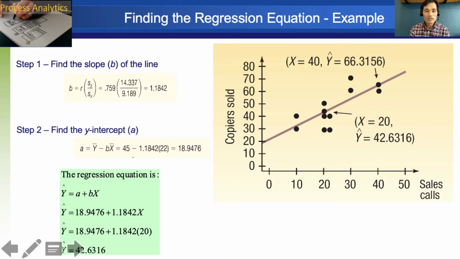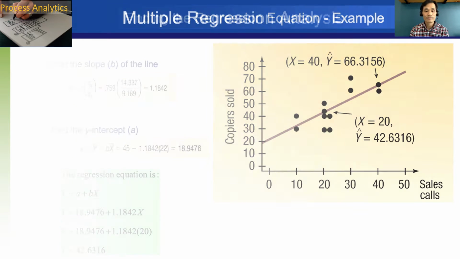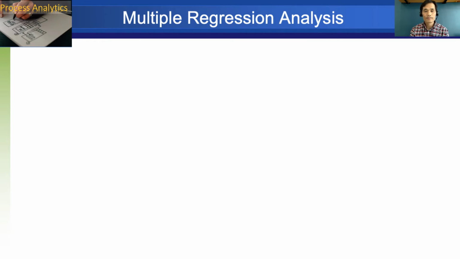Once you do that, now you can use it for prediction. Y hat equals a plus bx, and we found that y hat equals 18.94 plus 1.18x. Plug 20 calls into x, and we find that y hat is roughly 42.63. So when you make 20 phone calls, you can make 42 sales of copiers. That was linear regression.